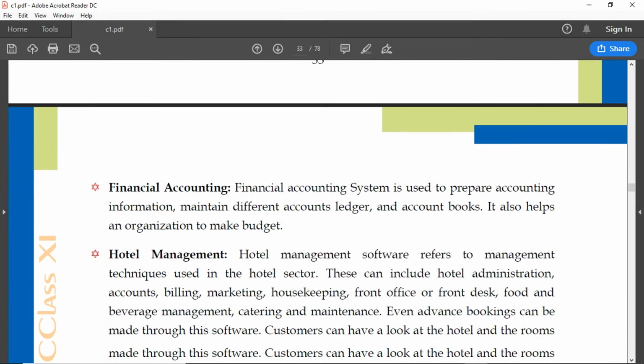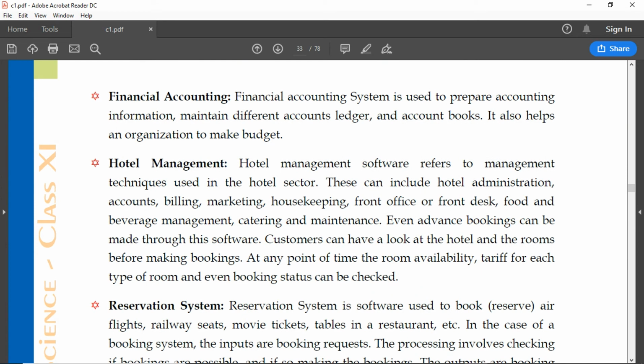Financial accounting. Financial accounting system is used to prepare accounting information, maintain different account ledgers, and account books. It also helps an organization to make budgets.